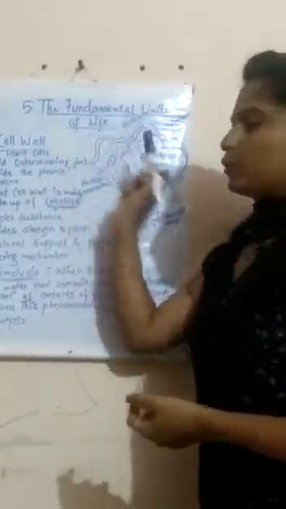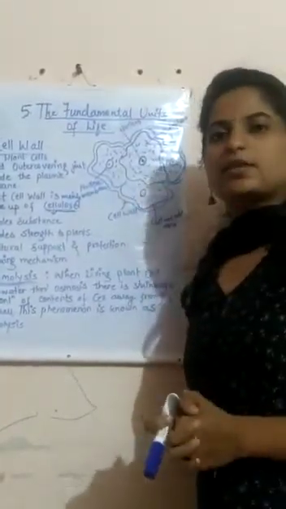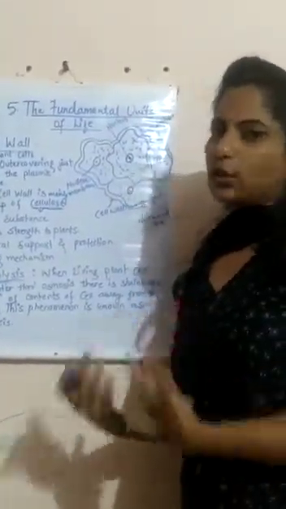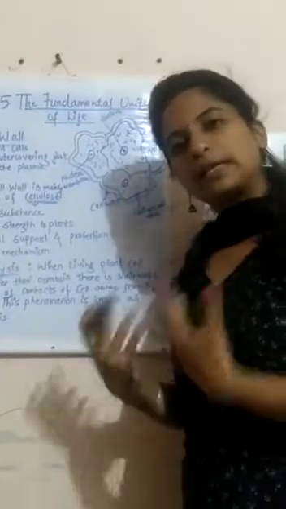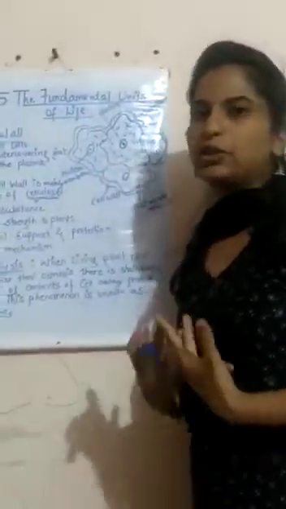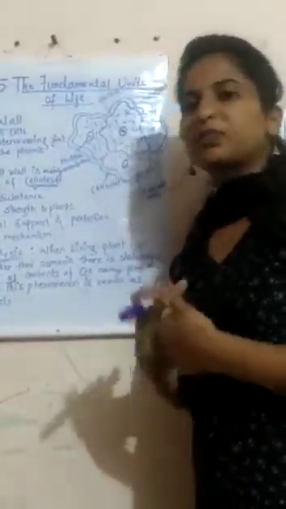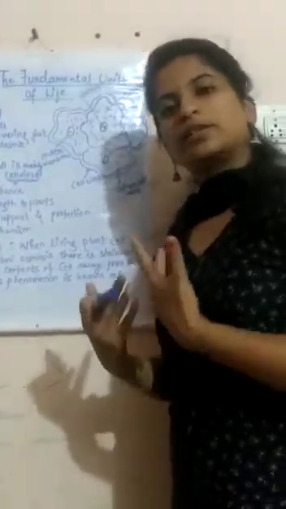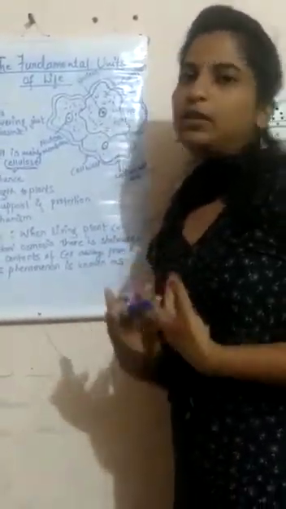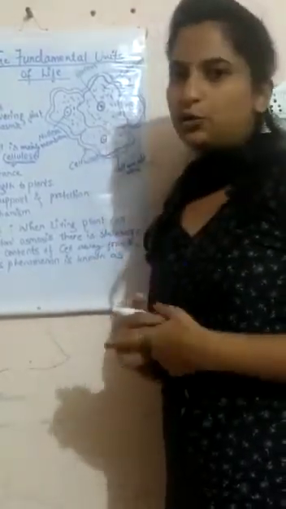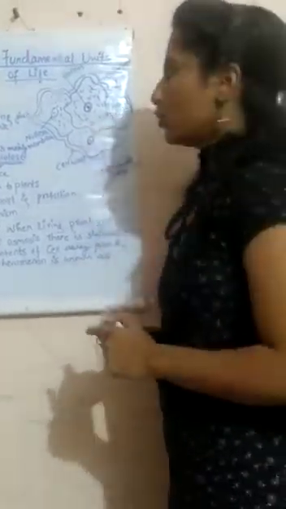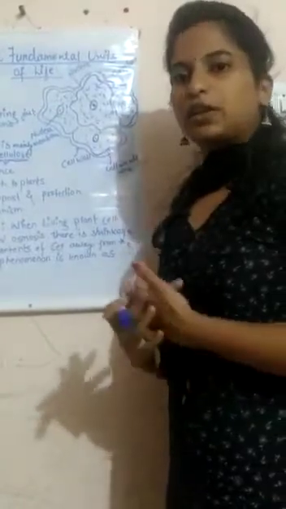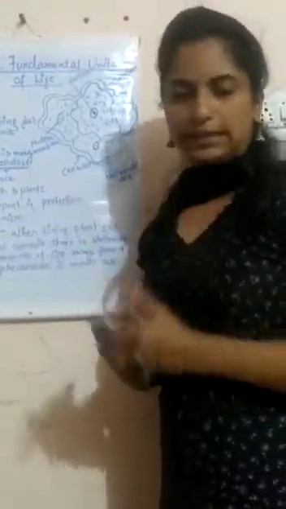The fundamental units of life, we have discussed the diffusion process and osmosis process and how it takes place in unicellular organisms, isn't it? So, if you have any doubts regarding this, you can freely ask me and I will try to clear your doubts. Okay, students? So, we have seen the three features which make up the cell.